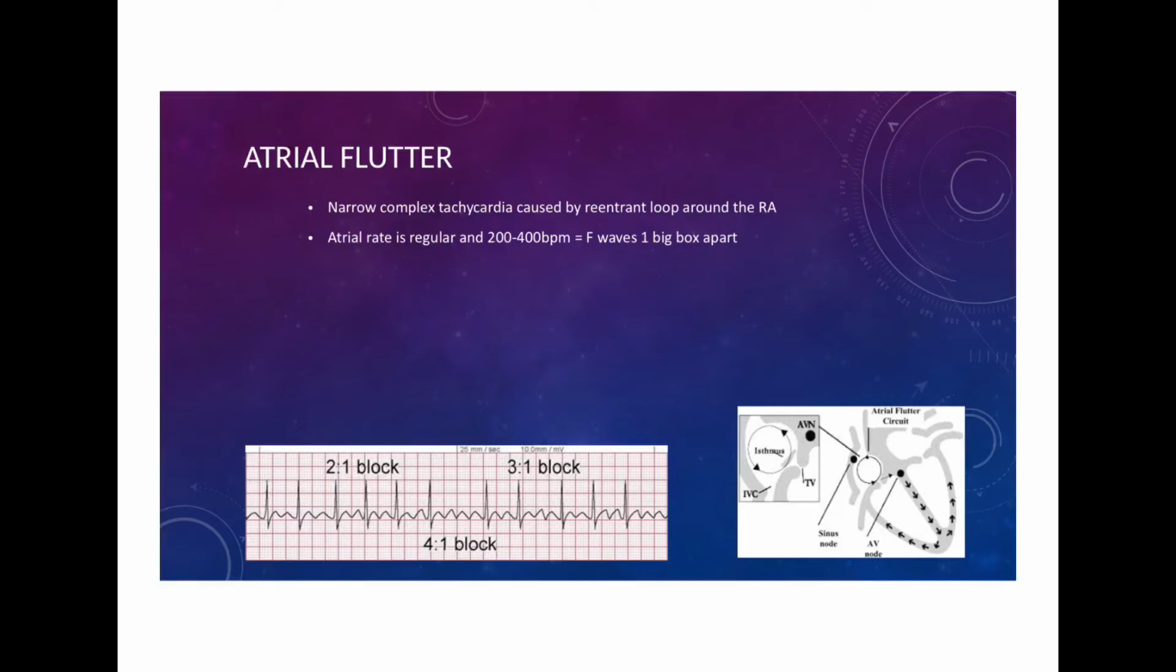So if you have 2-to-1 block, then the ventricular rate will be 150. If you have a 3-to-1 block, it'll be 100. If you have a 4-to-1 block, it'll be 75.